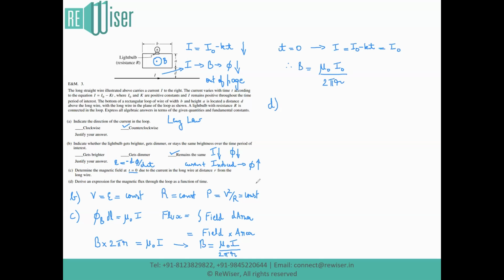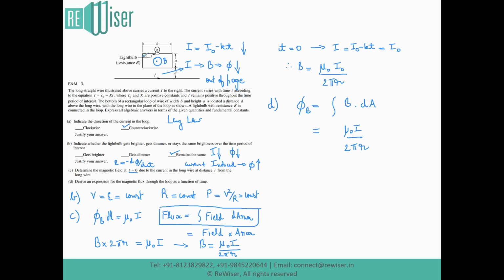Derive an expression for magnetic flux through the loop as a function of time. I know that flux in general is the integral of field with respect to area, which I will write here as flux phi B is equal to the integral of the field strength, which is B, times dA. I know that magnetic field strength B can be substituted as mu naught times I divided by 2 pi r, which is what we derived in the previous part of C. dA is a differential of area.